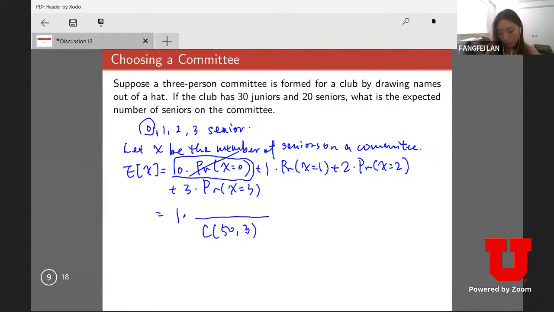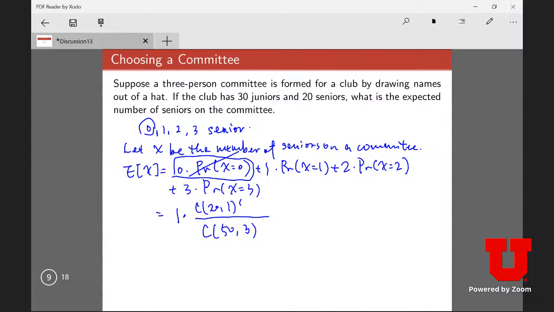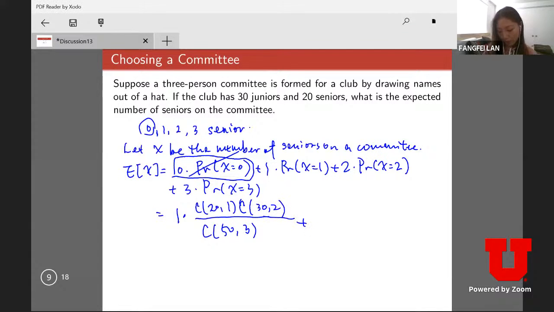So how many different ways can we choose 1 senior out of 20? Would that be C(20,1)? Yep, 20 choose 1. And then what about the rest of them? Who do they have to be? The rest would have to be juniors. Okay, so what does that mean? Would that be C(30,2)? Yep, exactly. Okay, so can we keep going?